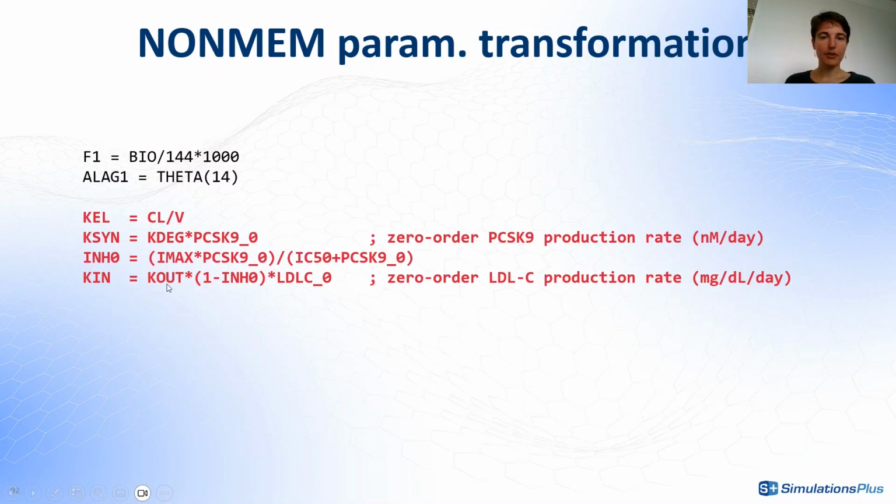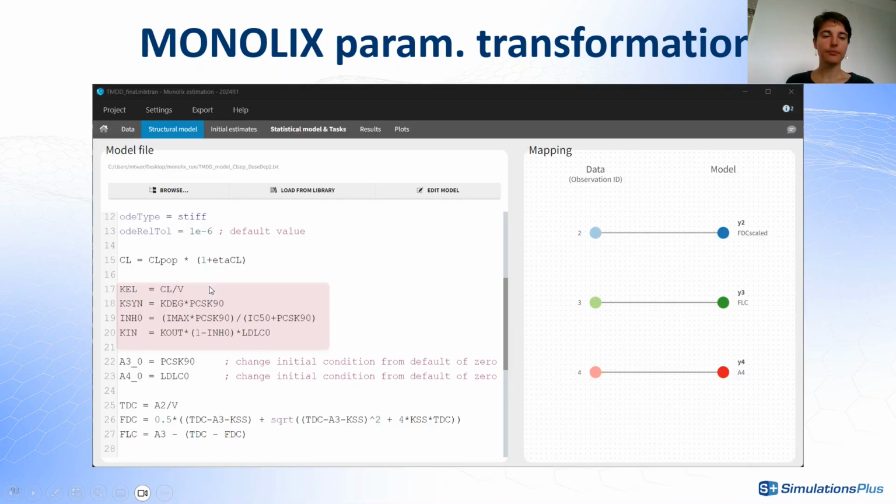Then the next part of the Nonmem control stream is just a couple of parameter transformations. And this will be exactly the same in Monolix. In your model, you can really just define any arithmetic formula you want.